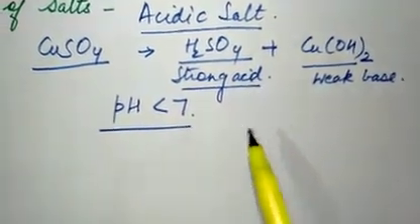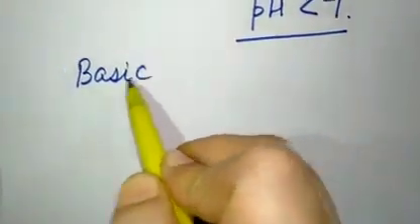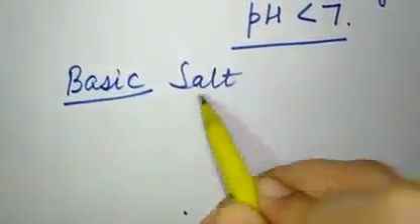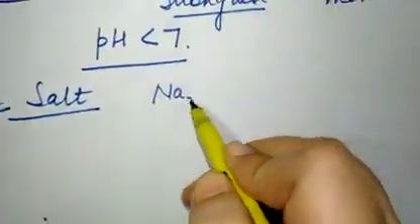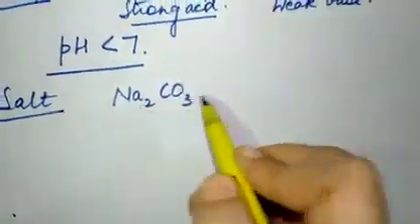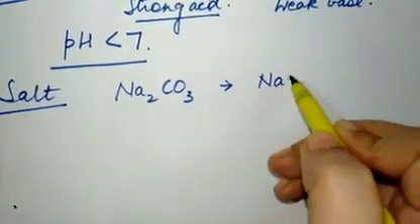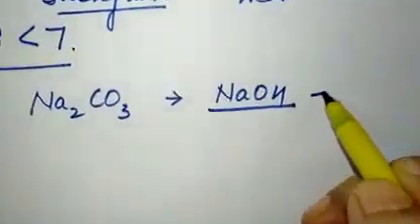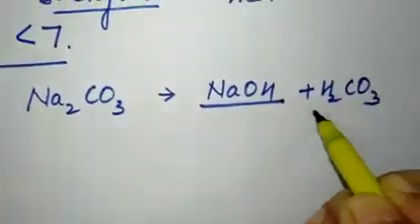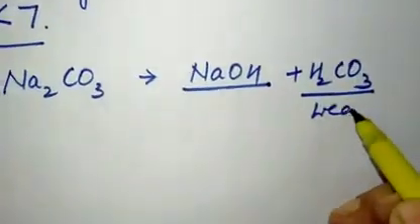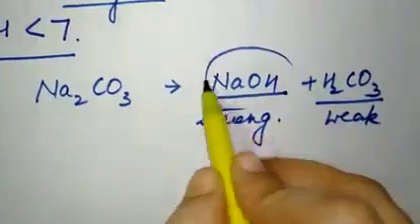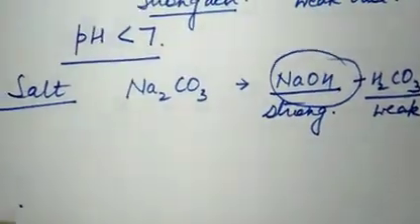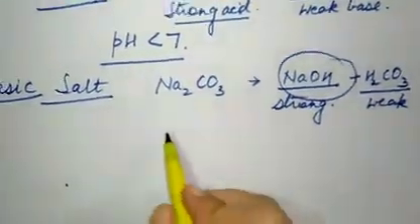Then the second category is of basic salts. Now what are these basic salts? Which are made up of a strong base and a weak acid. Like if I take the example of sodium carbonate, Na2CO3, it is made up of NaOH, which is a strong base, plus H2CO3, which is a weak acid. Now this is weak and this one is strong. So naturally the base is strong, so the salt is known as basic salt.